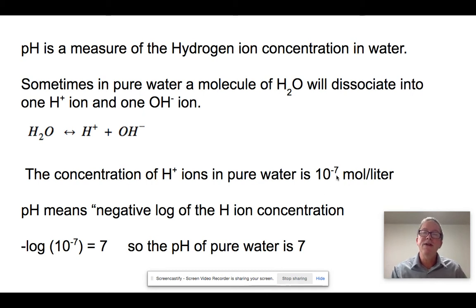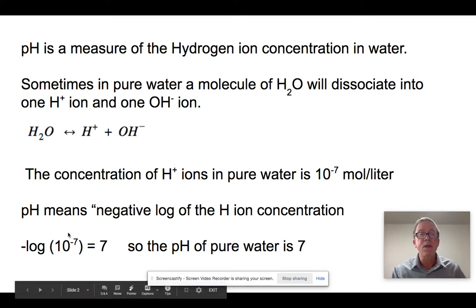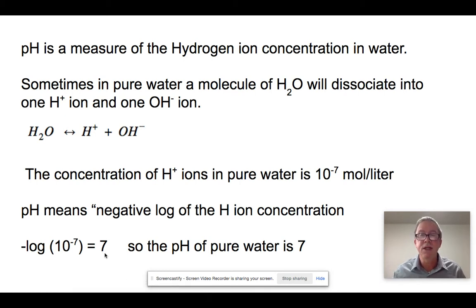So if I take the negative log of this number, the log would be -7, and then the negative log would just be 7. So it's just a way of keeping track of the concentration. If I take the negative log of 10 to the negative seventh, which is the molar concentration of hydrogen in pure water, I get the number 7. So as a shorthand way of describing it, we just say the pH of pure water is 7.